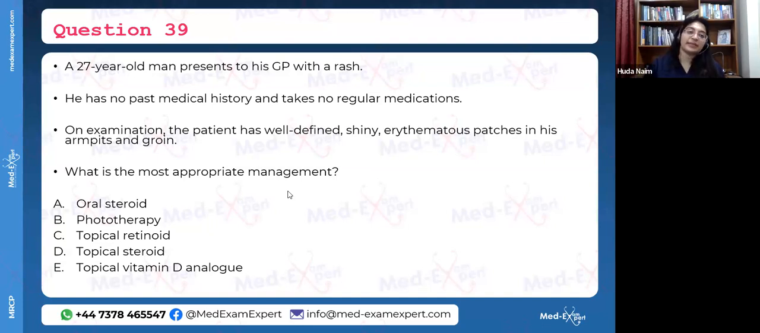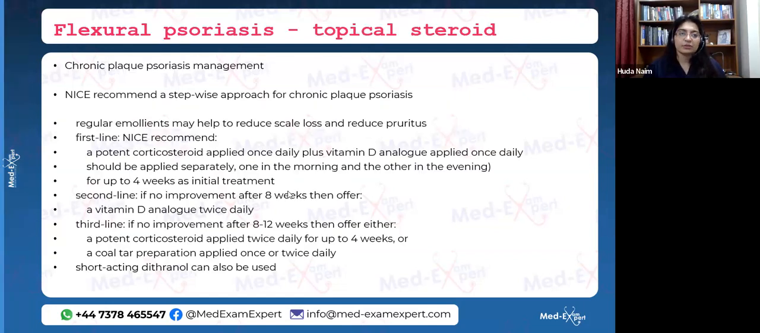So you have a patient who's 27-year-old and he has well-defined shiny erythematous patches in his armpits and groin. What's the diagnosis? All of you are giving the correct answer, but nobody's telling me the diagnosis. Yes, it's psoriasis, flexural psoriasis. Very good. So how would you treat this patient? You would be using steroids.